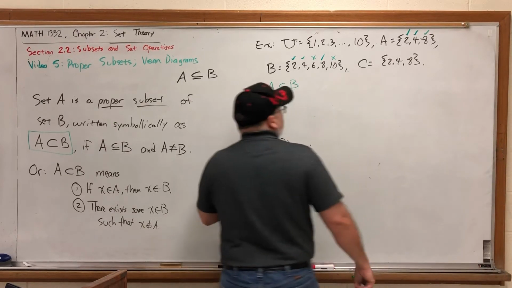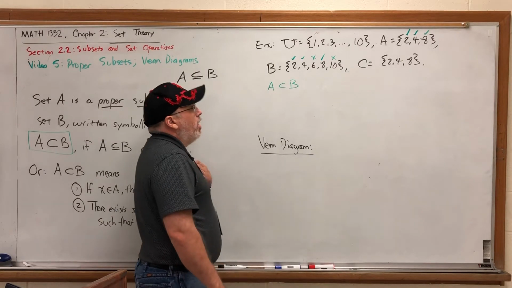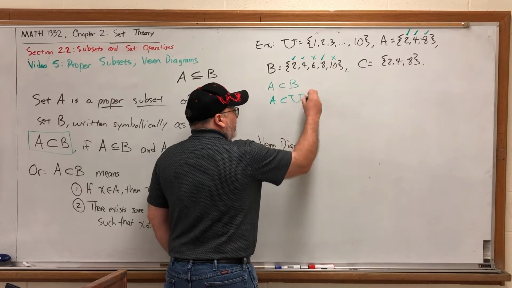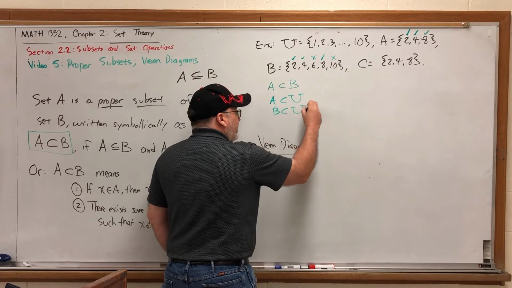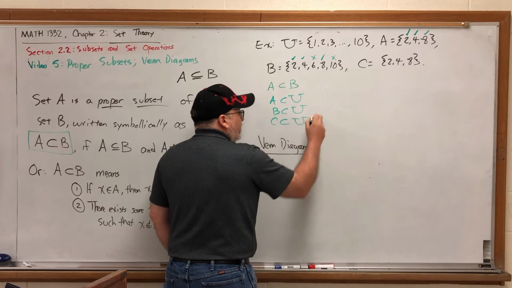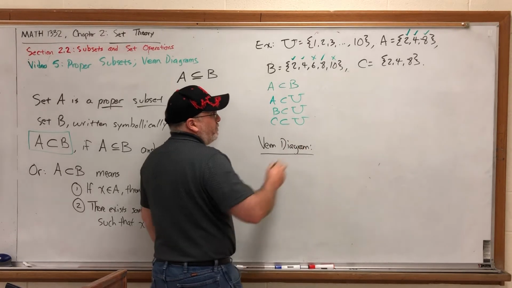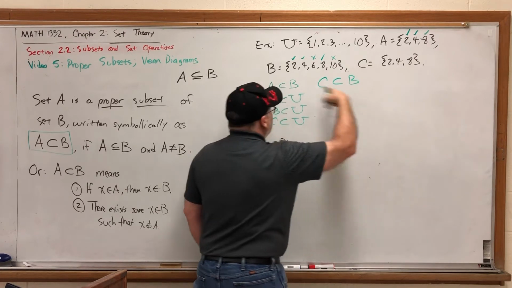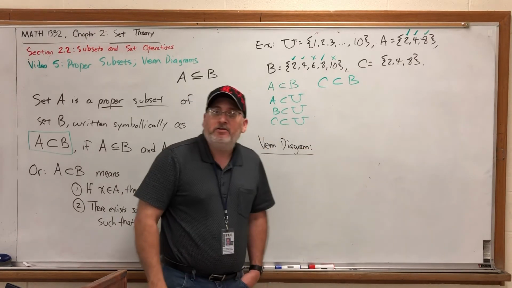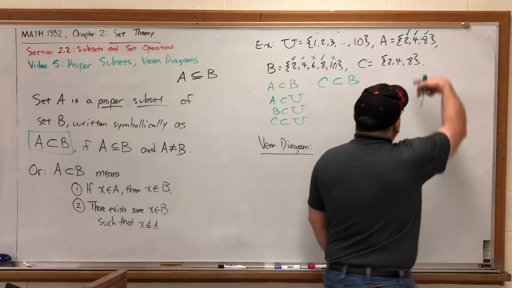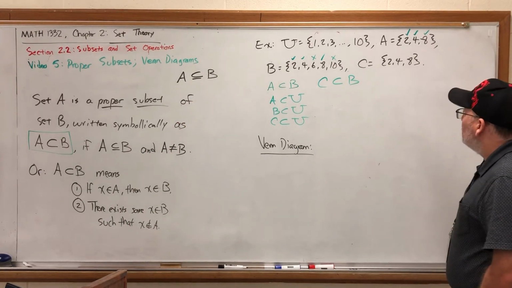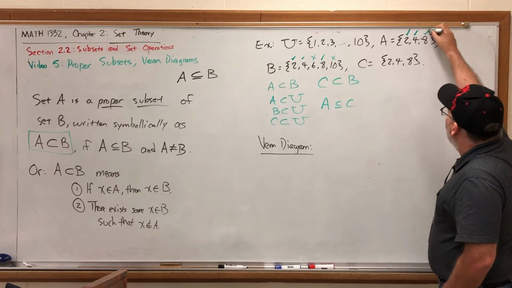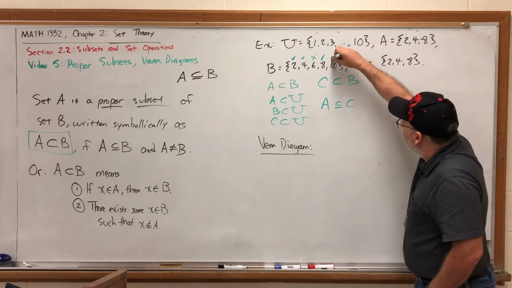Who else is a proper subset of whom? Well, all of these are proper subsets of the universe. A is a proper subset of the universe, as is B, as is C. And C is a proper subset of B because everything in C is in B. Well, wait a minute, doesn't C match A? It does. These are the same sets. Now, we could say that A is a subset of C because we could go to every element of A and ask it, do you belong to C?